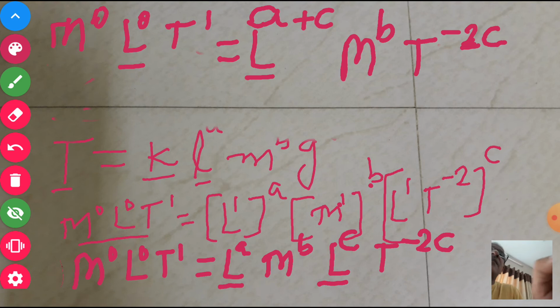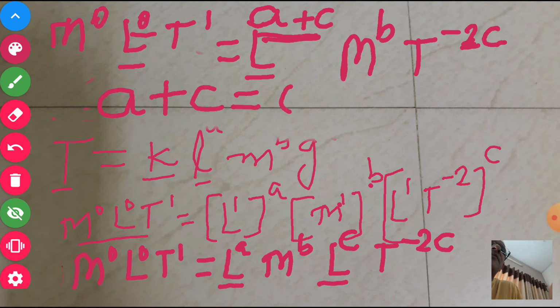Here we can write A plus C is equal to 0. Then you go for M. Base is M. So here also there is M raised to B. So B is equal to 0. We can write directly B is equal to 0.